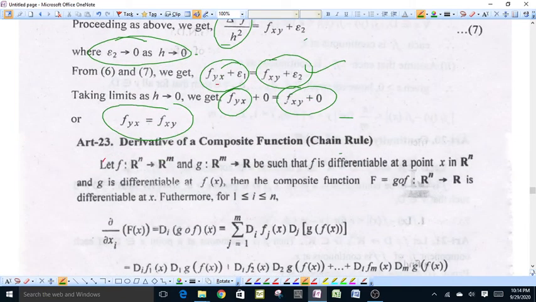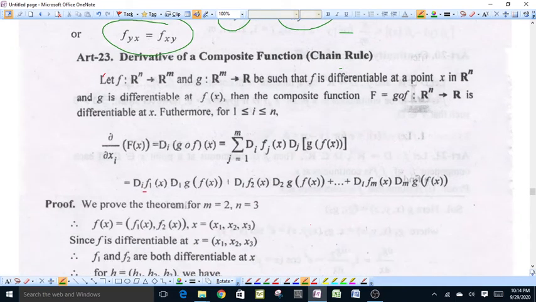Now we discuss the derivative of a composite function, that is the chain rule. Suppose f is a function from Rn to Rm and g is a function from Rm to R, such that f is differentiable at any point x in Rn and g is differentiable at the point f(x). Then the composite function capital F, g of f, from Rn to R is differentiable at x.